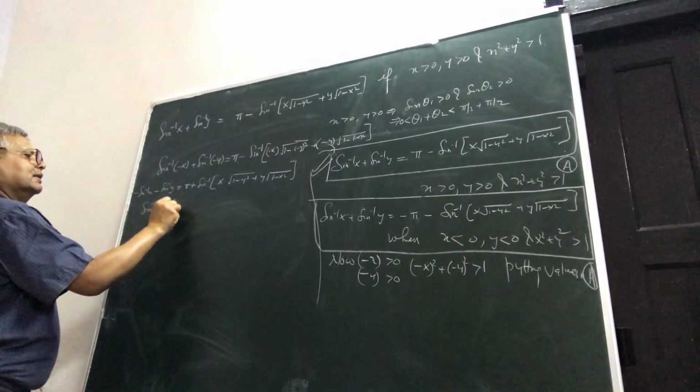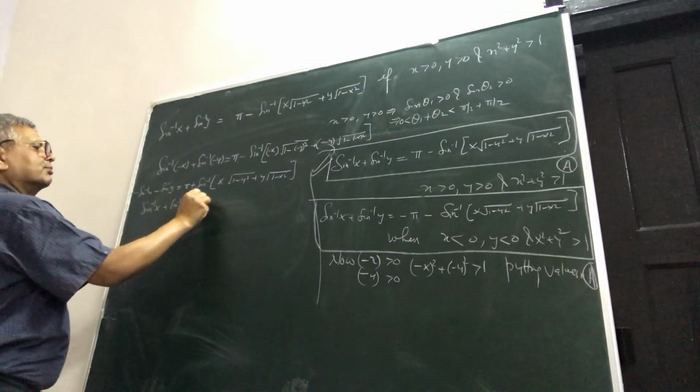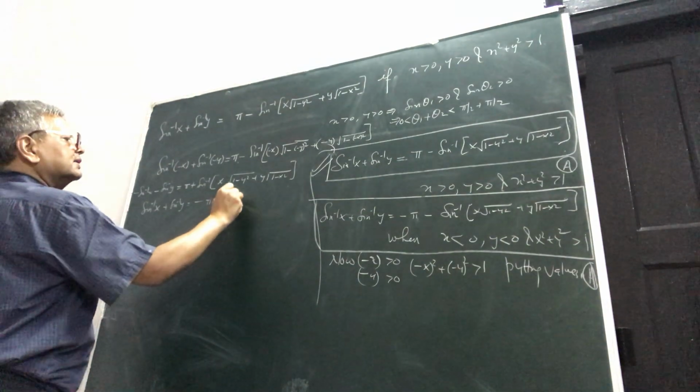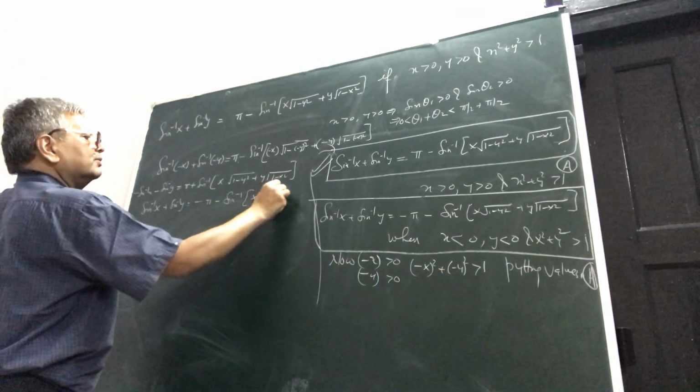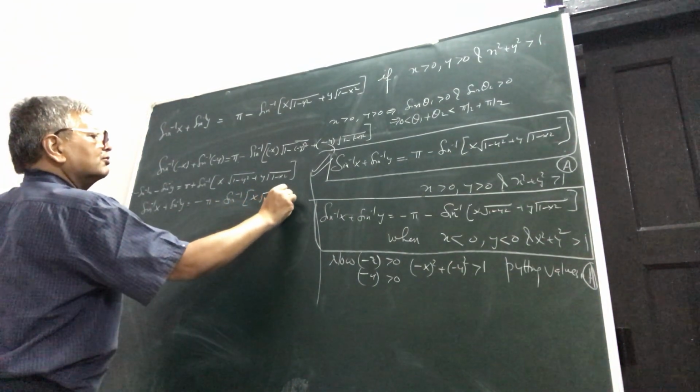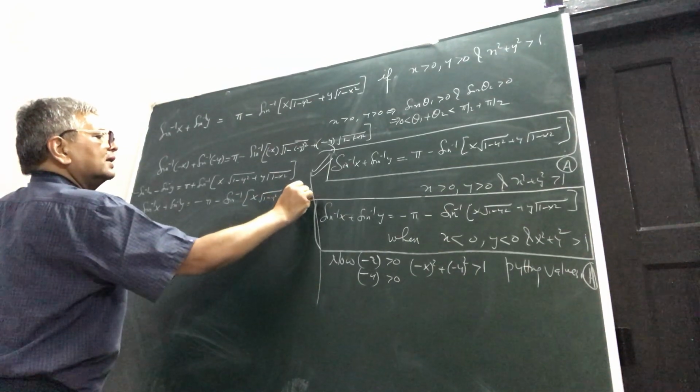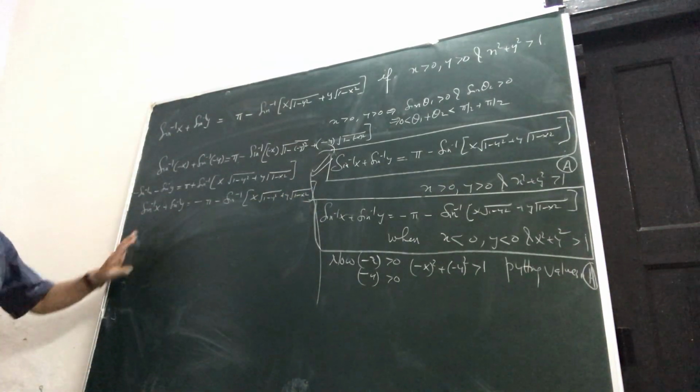Sine inverse x plus sine inverse y is equal to what? Minus pi minus sine inverse of x under root 1 minus y square plus y under root 1 minus x square. And the result is established.